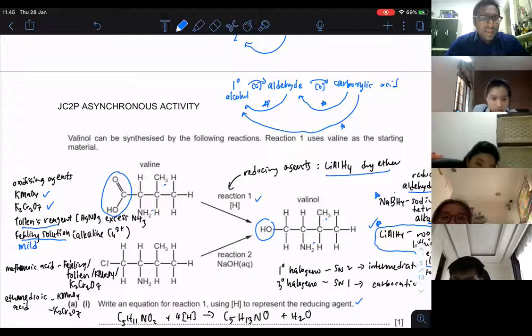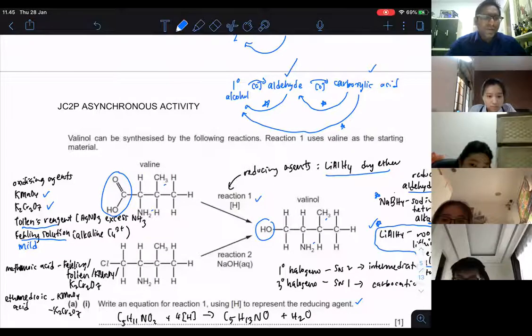What they function as, we learn in the carbonyl compound chapter as well, especially the aldehyde, because aldehyde can be further oxidized to become carboxylic acid. So we can use them to test or to differentiate aldehyde from ketone. If I want to test for aldehyde, I will use Tollens reagent or Fehling solution.